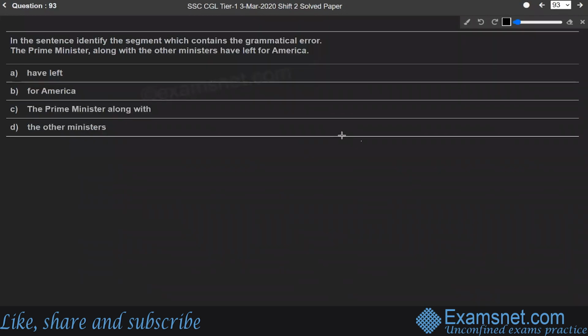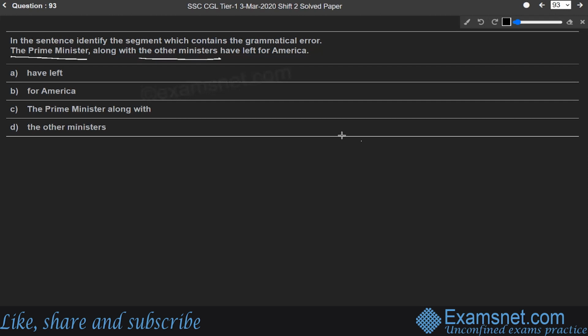Next question is, in the sentence, identify the segment which contains the grammatical error. So first, let us read the sentence to understand it. The sentence is, the Prime Minister along with the other ministers have left for America. So in this sentence, we have to find the segment. Segment means the part which is grammatically incorrect. All right. So here you can see that in this sentence, there are two subjects. First subject is the Prime Minister and second subject is the other ministers.